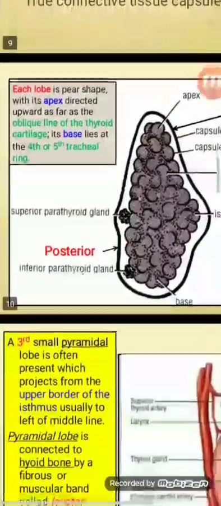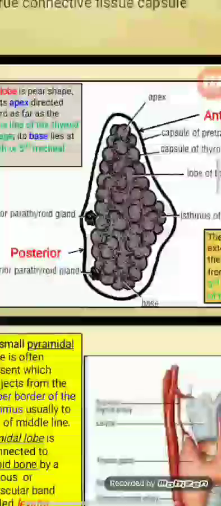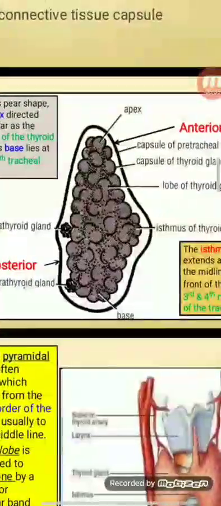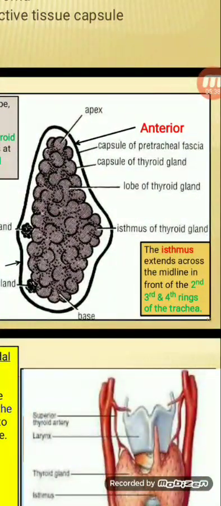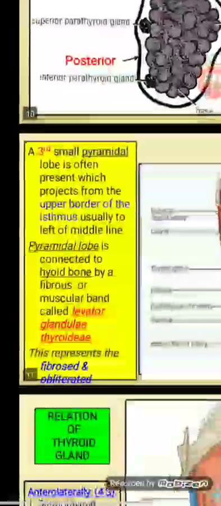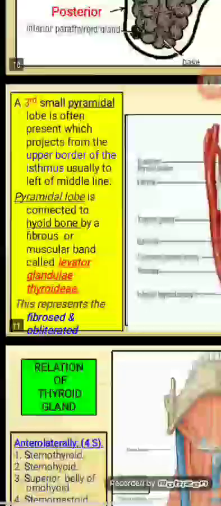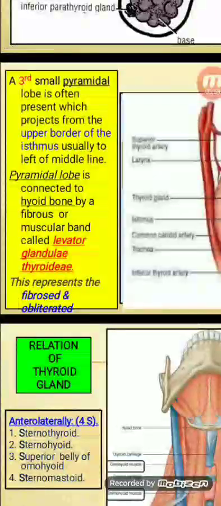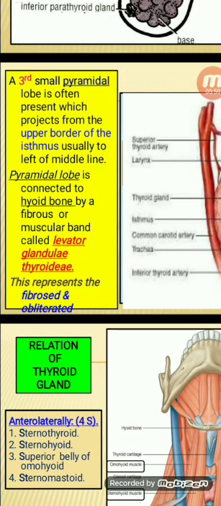Take a look at the thyroid gland, the base, the apex, the capsule of pretracheal fascia. Take a look at the capsule of the gland, the lobe of the thyroid gland, the isthmus. As I did mention, the pyramidal lobe is connected to the hyoid bone by a fibromuscular band called levator glandulae thyroideae.